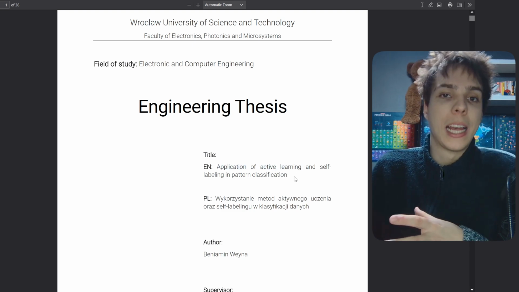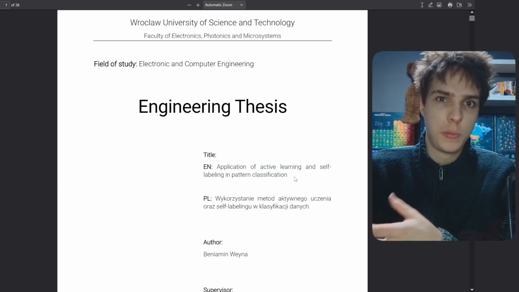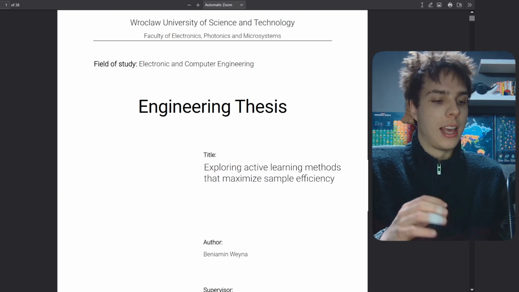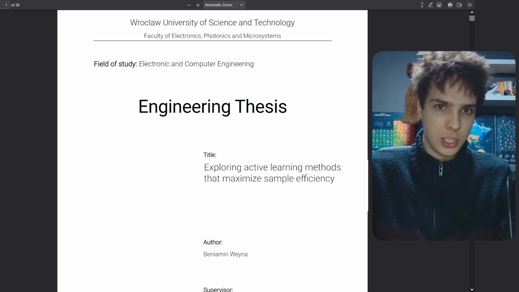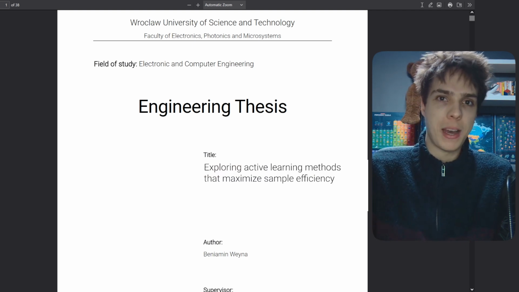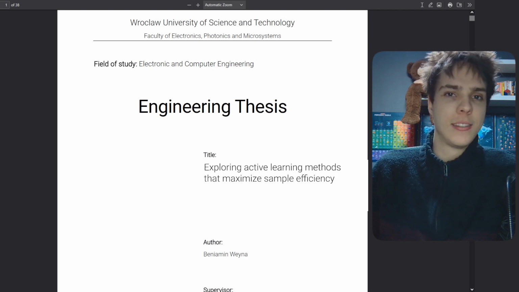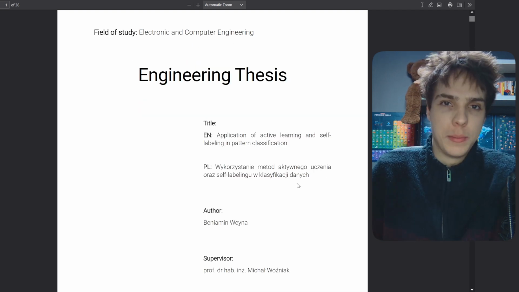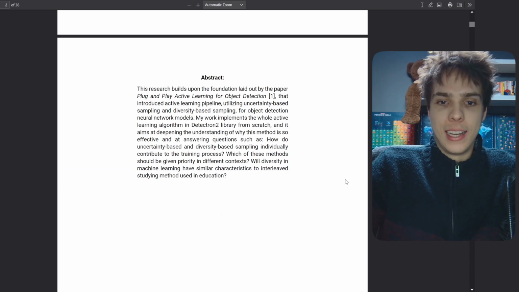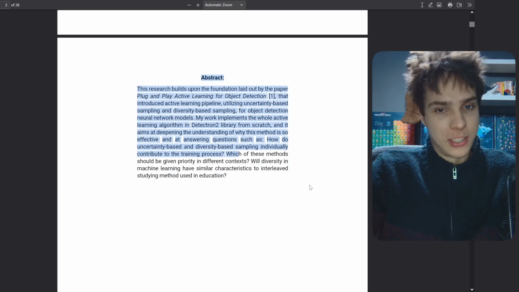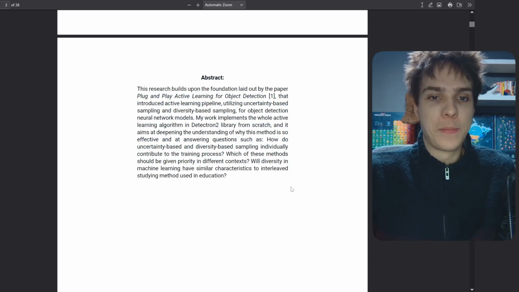If I could come up with the title now, after I made the project, it would be something like Exploring Active Learning Methods that Maximize Sample Efficiency. Something like this. This title would be much more aligned with the contents, but whatever. Let's go below. Abstract. Okay, I'll read the whole abstract.